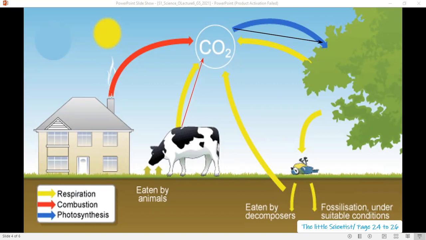Also, you are cooking at home. You are using the chimney at home. So burning fuels, burning coal, burning wood will release carbon dioxide into the air. This carbon dioxide will be used by the trees.